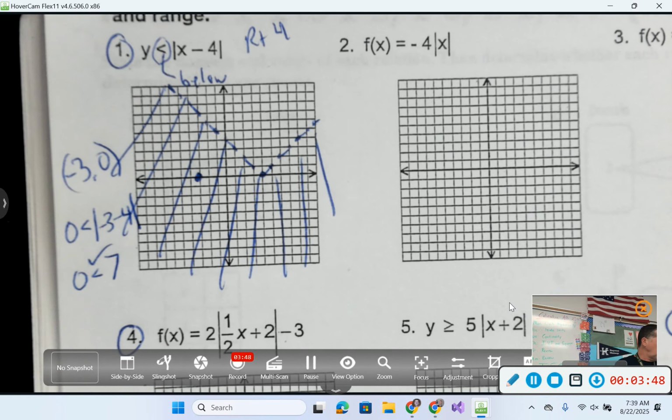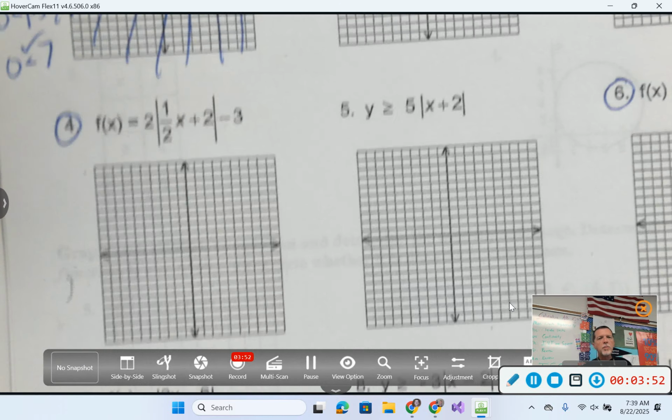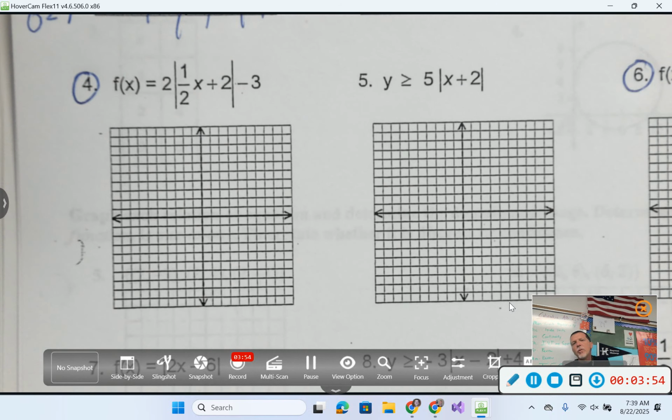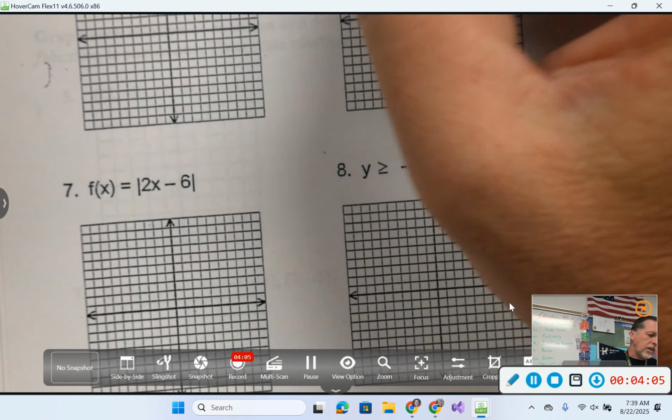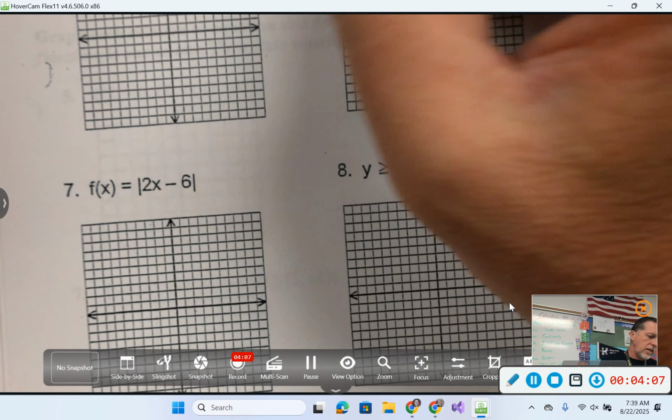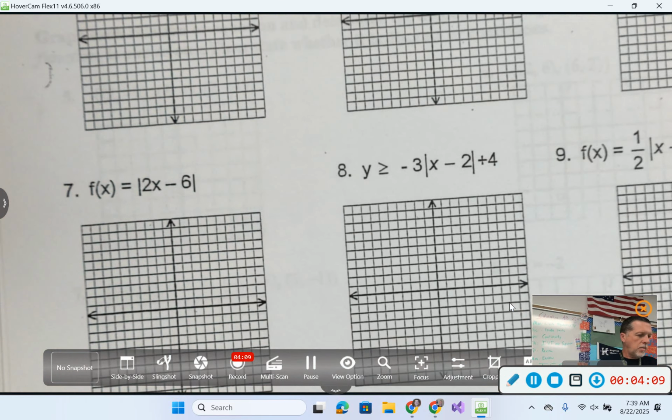Which else do we want to work? Oh, they're circled right there for me. Number 4. What makes number 4 a little different? Fraction. Well, you know what? Let's let you have a chance to work one of the greater than or equal to ones. You try number 5.